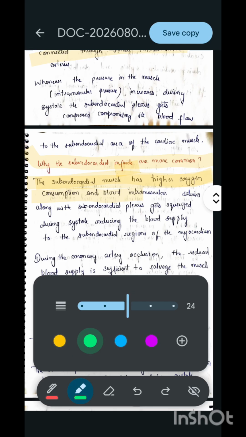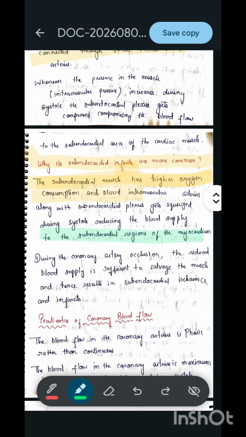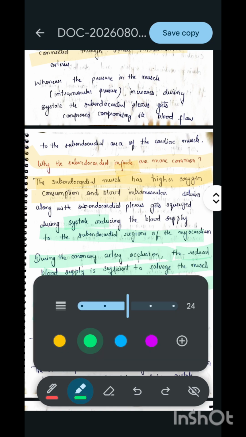So as you can see, the subendocardial region blood supply is compromised during systole. During coronary artery occlusion, the reduced blood supply is insufficient to salvage the muscle, and hence it results in subendocardial ischemia and infarcts. Now, this I have explained about the phasic blood flow. I'll come to the peculiarities of coronary circulation.